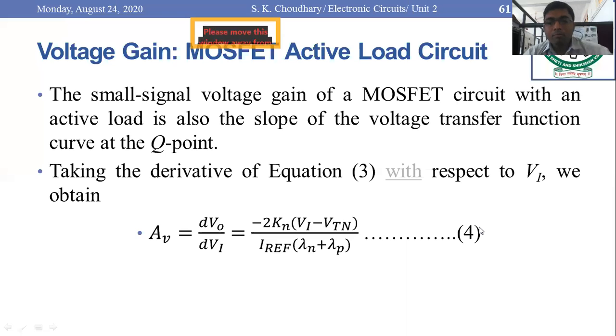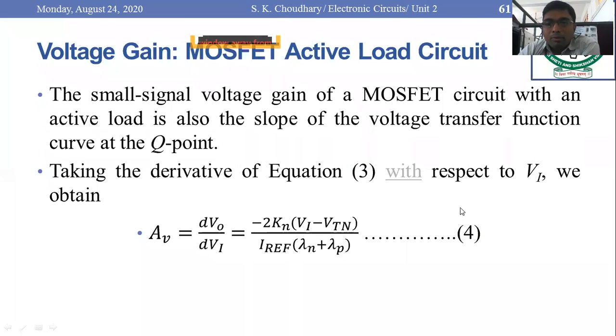Okay. So note down this equation, equation number 4. That would be nothing but your voltage gain equation: dV naught upon dVi is minus twice of Kn Vi minus Vtn upon I reference into lambda n plus lambda p.